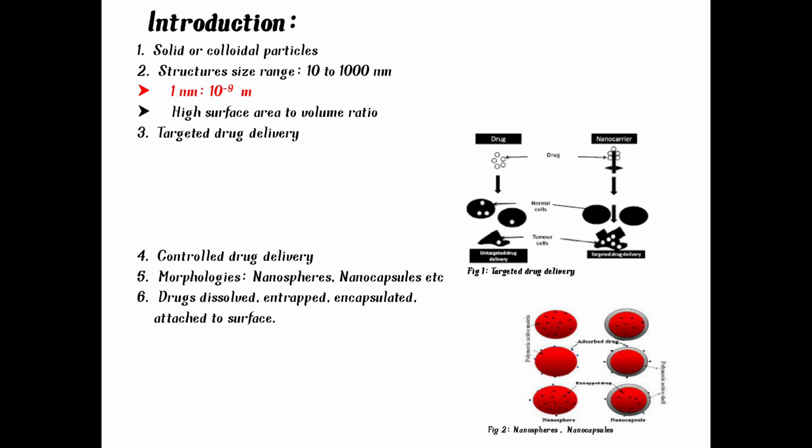Similarly, there are different morphologies, nanospheres and nanocapsules. In figure 2, the left side is the nanosphere, where the drug is adsorbed or dispersed on the matrix. But in the nanocapsule, the drug is encapsulated, surrounded by a polymer membrane. That is the nanocapsule. In both cases, the rate of drug delivery can be controlled. So when we load the drug in a nanoparticle, the drug can be encapsulated, entrapped, dissolved, or adsorbed onto the surface of the nanoparticle.